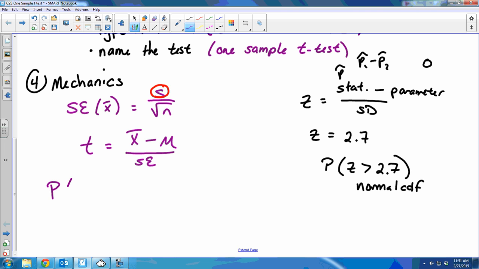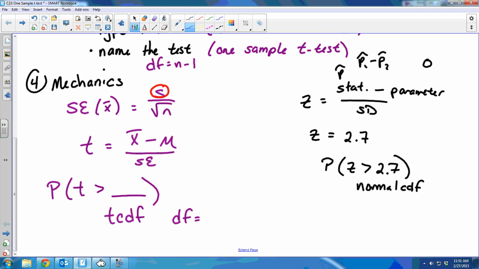We have the probability that t is whatever, greater than or less than whatever. And so in your calculator, in the same menu where you find normal CDF, you find t-CDF, and it works the same way. Upper bound, lower bound, and in this case, it's going to ask you for the degrees of freedom, which is still n minus 1 for this test, just like it was for the interval last night. Okay, but again, the processes are generally the same. Would you agree?